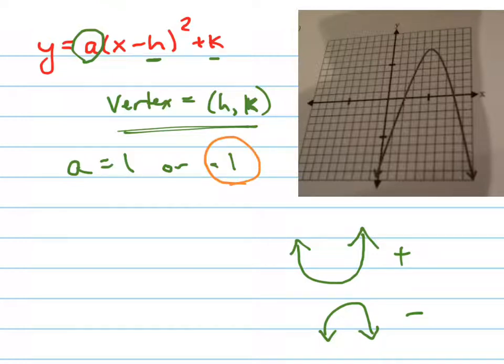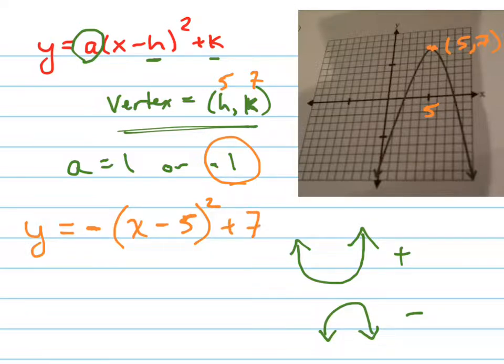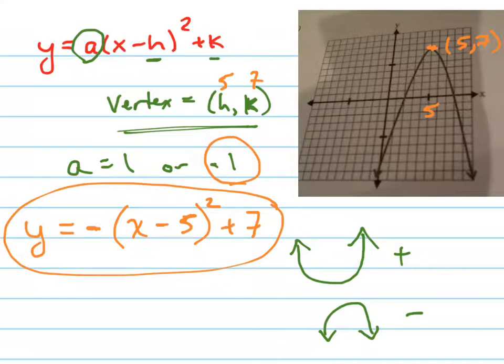And what's the vertex? That point right there is the vertex. What is it? (5, 7). The vertex is (5, 7). So let's plug in 5 for h and 7 for k. You ready? y equals, and I'm plugging in negative 1 for a. By the way, you could just put a negative, not a negative 1, times (x minus 5), because that's my h, squared plus 7, because that's my k. There's your equation.